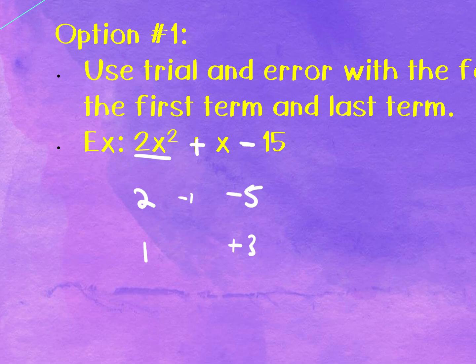Good, negative 10. I'm going to write that in the middle. What does 1 times 3 get you? 3. When you add negative 10 and 3, what does that get you? Does that match this in the middle? No, so that means you're going to have to try again.